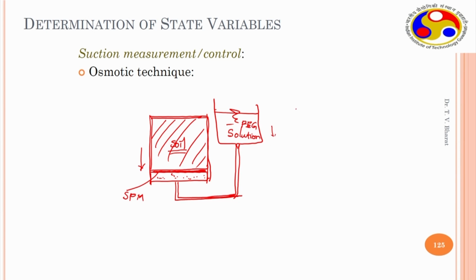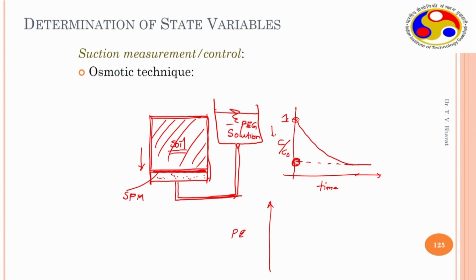So, therefore, with time you see that the PEG solution concentration starts decreasing. The concentration of the PEG solution, initially C by C naught if you consider, initially it is 1, it starts decreasing with time and it reaches one standard value, one equilibrium, one steady state value. This concentration corresponds to one particular suction, and this C by C naught value corresponds to what suction can be established based on PEG concentration. One can establish the PEG concentration versus the suction.